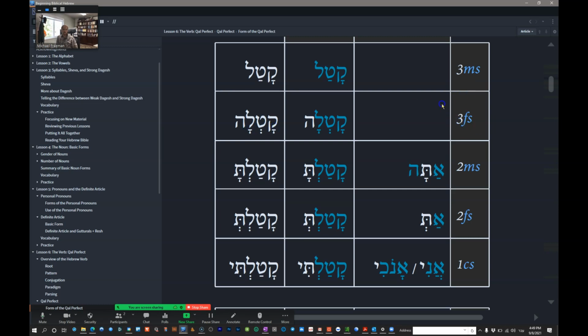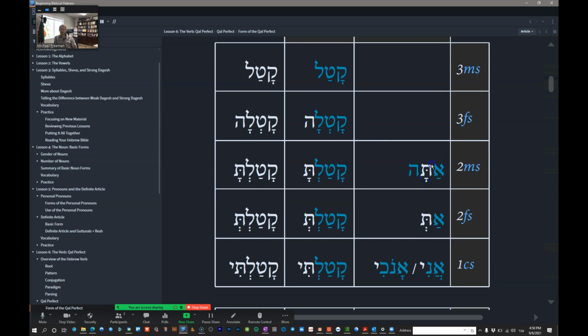But the 3fs ending is just your standard feminine singular kamatse ending. Now it does change this vowel, and that's fine. Don't let it throw you off. You really want to pay attention to the suffixes, because if you can see a kamatse here, it doesn't really matter what these vowels are doing, at least not at this point in your learning.